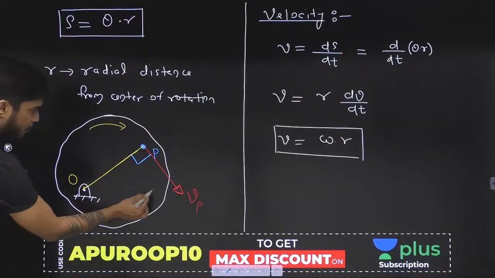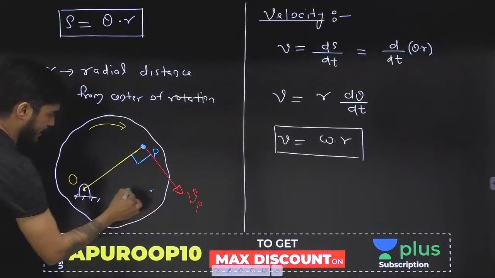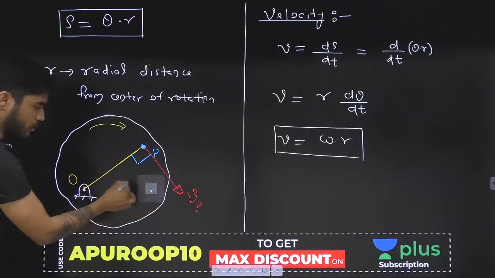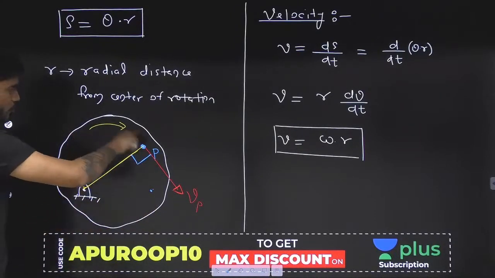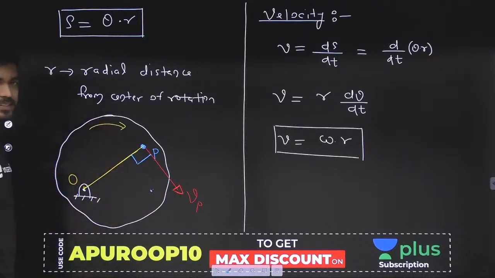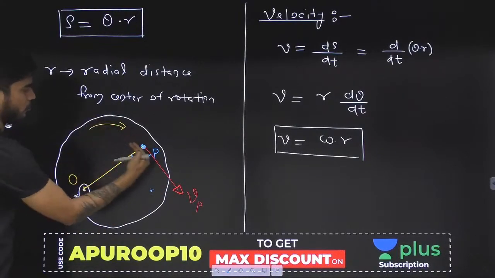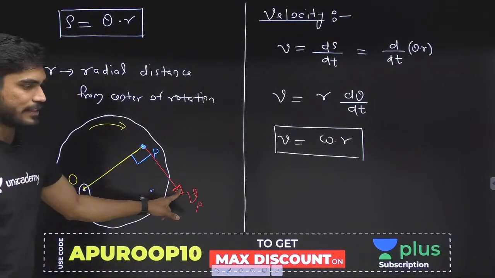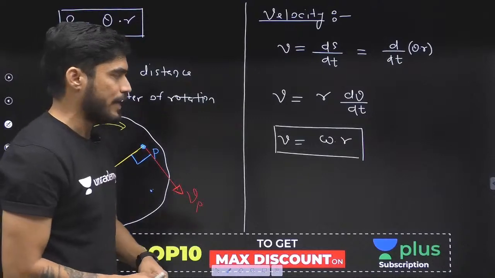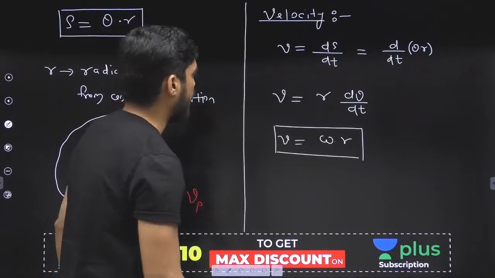So do you understand how you can find the direction of velocity? If you consider any point, join a straight line from that point to the center of rotation and the velocity will be perpendicular. Now it is rotating clockwise, so velocity is down. If it is rotating anti-clockwise, this velocity will be up. Okay, so do you understand how to find the direction?